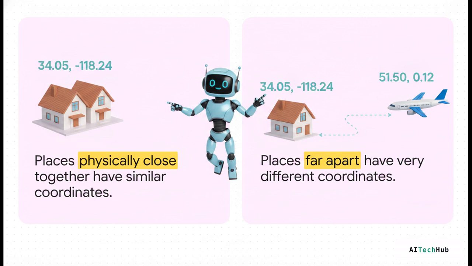And because of this, we can actually do math with physical locations. By just subtracting one set of coordinates from another, a computer can instantly calculate the distance between two cities, or figure out the most efficient route to travel, or even estimate how much gas you'll need without ever actually looking at a physical map. The math just tells the whole story.